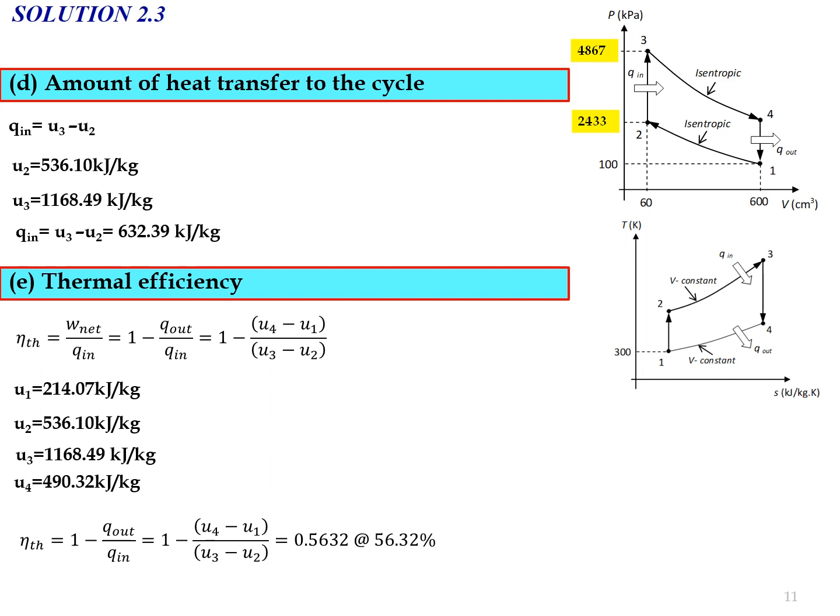So you will get the value for the thermal efficiency of the Otto cycle, which is equal to 0.5632, or 56.32%. Okay, that's how we answer example 2.3 when involving variation of specific heat with temperature.